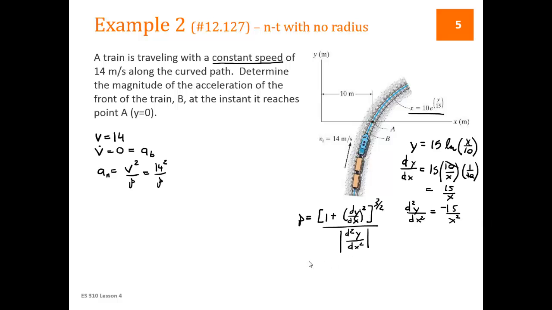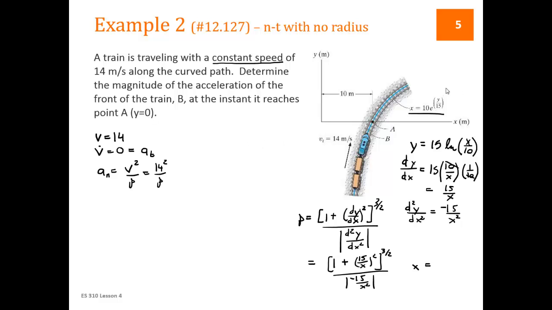Alright, so we plug those in down here. We get 1 plus 15 over x squared, to the 3 halves, divided by the magnitude of negative 15 over x squared. Plug in x is equal to... what does it say here? What is x at y equal to 0? Right, that's the point we're interested in.